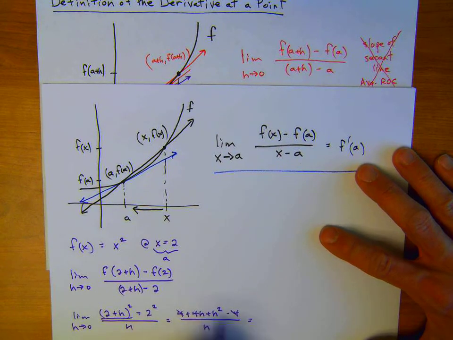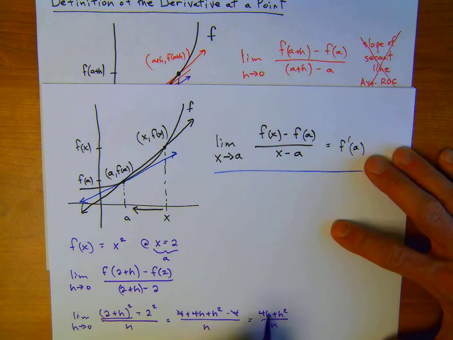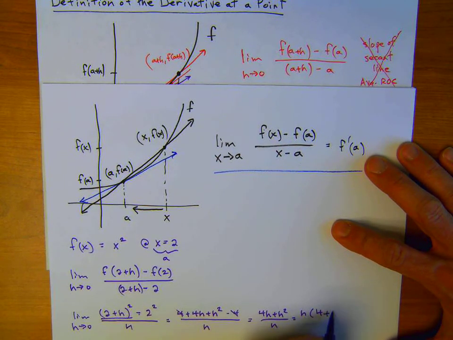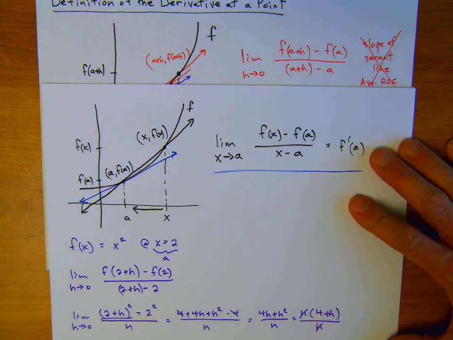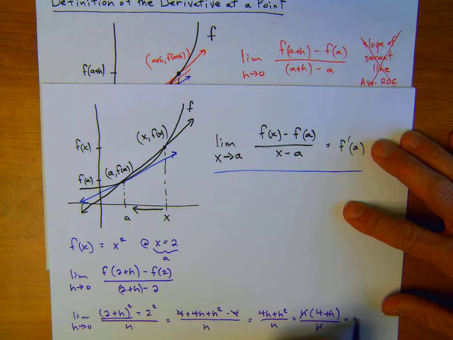I'm left with 4h plus h squared over h. Notice I can factor an h out of the numerator, so I'm left with h times (4 plus h) over h. Those h's divide out to be 1, so that leaves me 4 plus h.